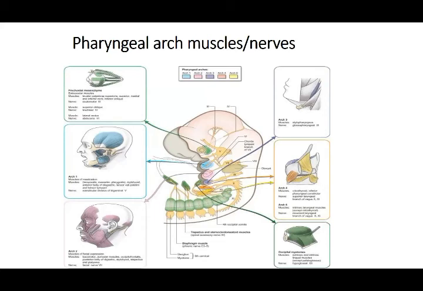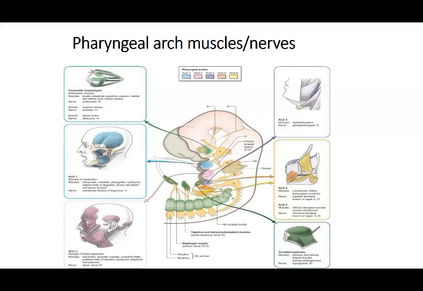Now, arch number 1 is this blue diagram. Blue color has been given to it. Arch number 1 was your muscles of mastication. Then you have the anterior belly of digastric, tensor veli palatini, all those muscles, all supplied by the first arch, and first arch is your trigeminal nerve. So this is the blue, this shows you all these muscles. Then the second arch, that is your pink one, that is your muscles of facial expression mostly, and it is going to be your facial nerve.